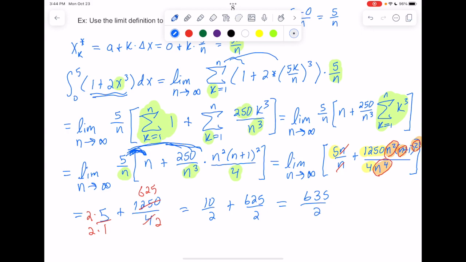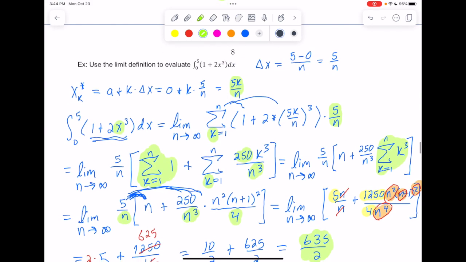So 635 over 2 ends up being the answer for this definite integral. So it is quite a process. Definitely try some, come back, watch the video again if you need to. It takes some practice getting used to it. Just take it in stages.